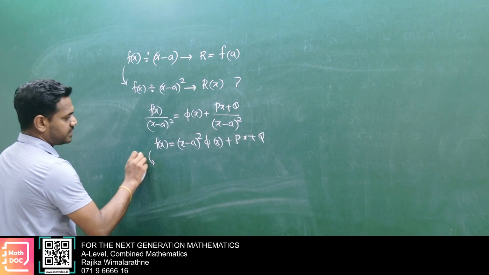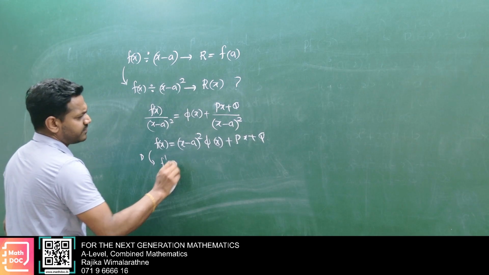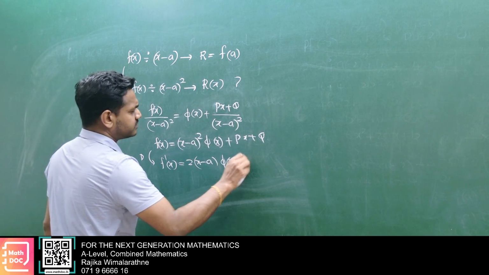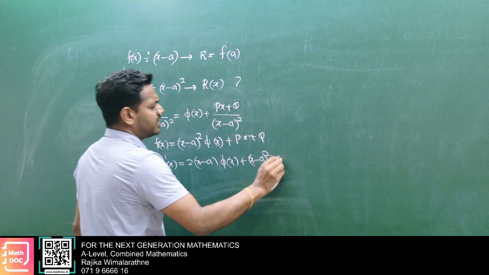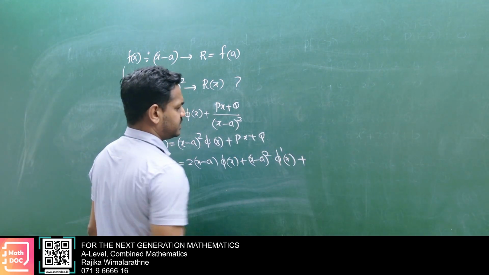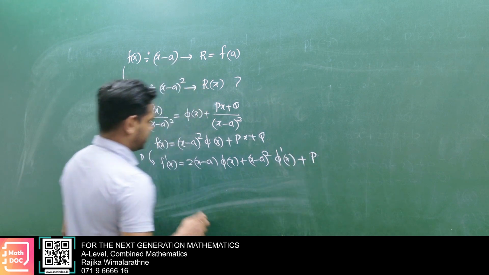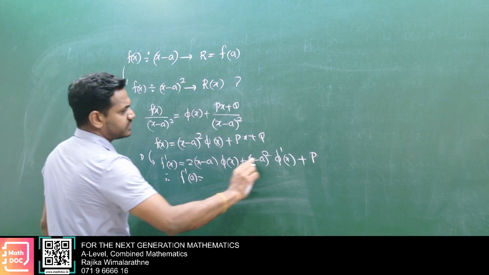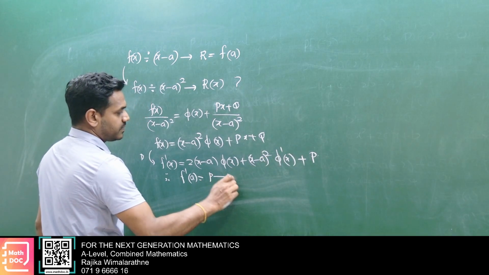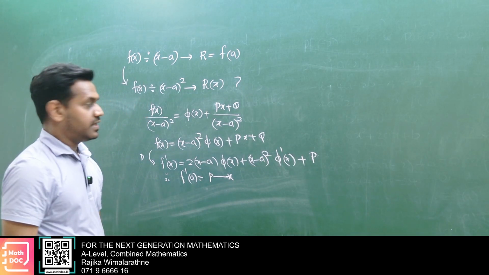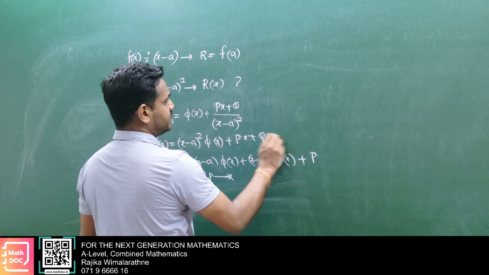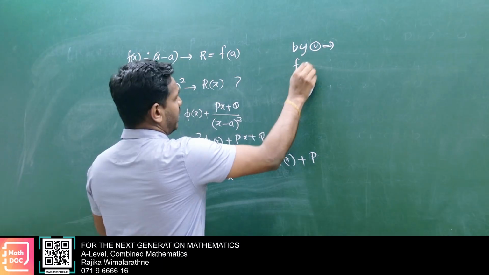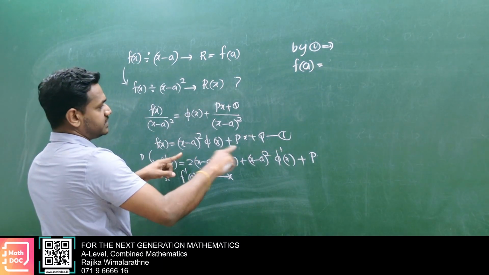Now f(x) = (x − a)² φ(x) + px + q. Differentiate: f'(x) = 2(x − a)φ(x) + (x − a)²φ'(x) + p. Therefore f'(a) = 0 + 0 + p, so f'(a) = p. Then by this, f(a) = 0 + pa + q.